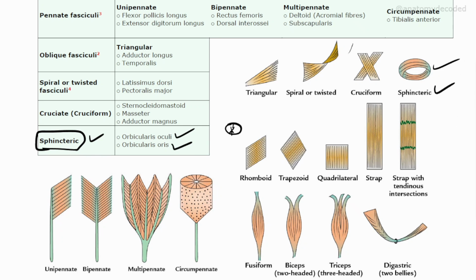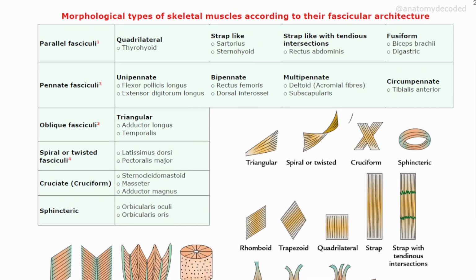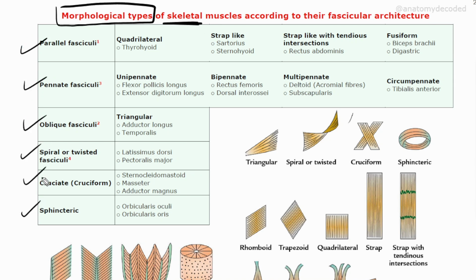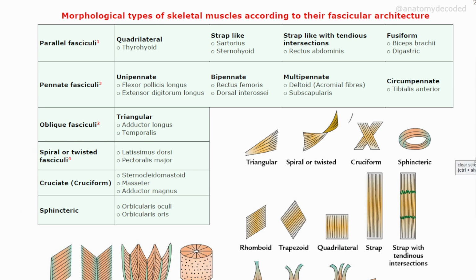So depending upon the shape of the muscles, multiple types have been described. This is also a very frequently asked question: write about morphological types of skeletal muscle. Multiple headings with examples and diagrams are all mentioned in these notes. These are quite concise notes.